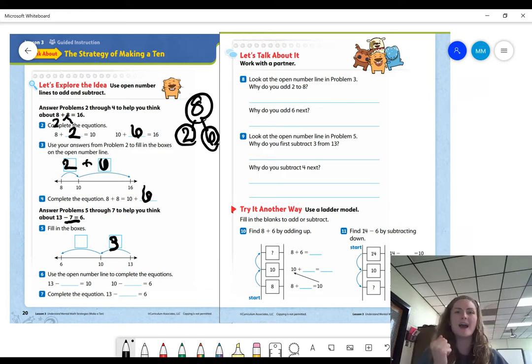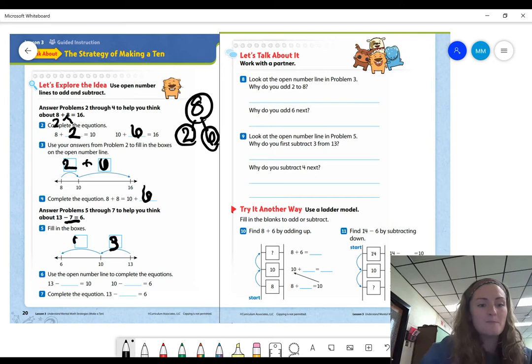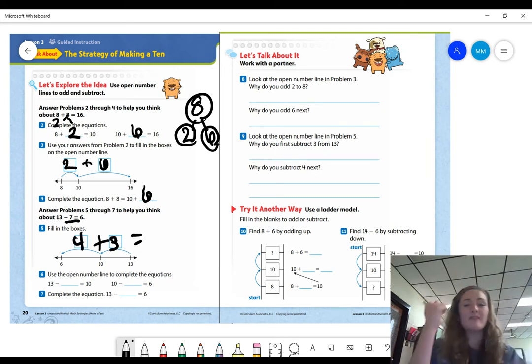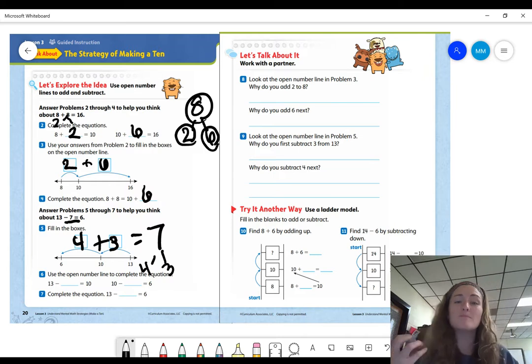I could also count using my fact family knowledge. I could start at 6 and count to 10. 6, 7, 8, 9, 10. 4. So I counted back 4 more. 4 plus 3. Let's double check to make sure it makes 7. 4, 5, 6, 7. So we use that open number line to help us break that 7 into smaller parts so we can make that 10 and take those extra ones away.